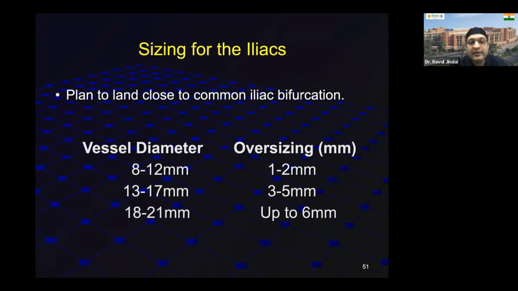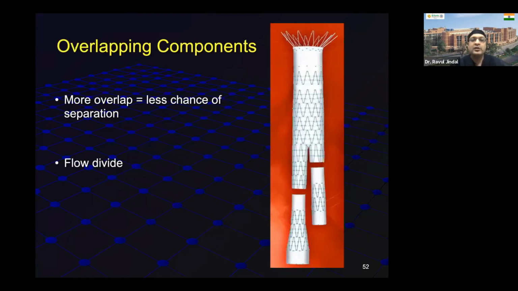When we use the iliacs, we oversize them again by around 1 to 2 millimeters, or 3 to 5 millimeters if the vessel diameters are bigger. And if the vessel diameter is very big, 18 to 20 millimeters, then we can oversize up to 6 millimeters more. Then we should also try to overlap the components, at least two flows, and they should be oversized so that there is no type 3 endoleak.